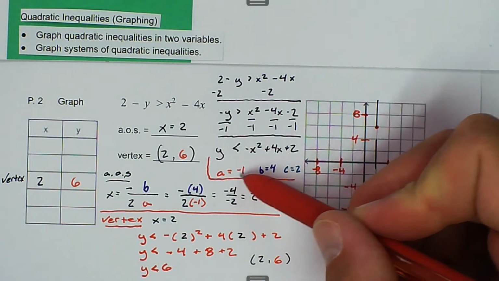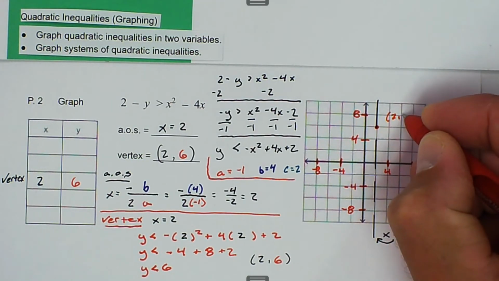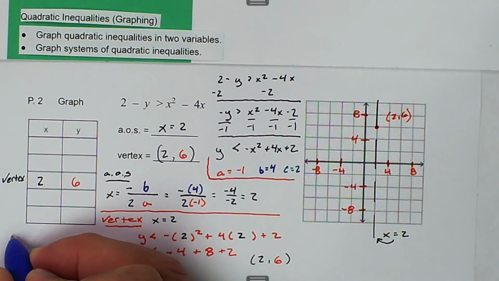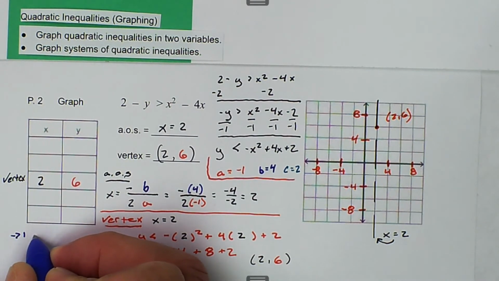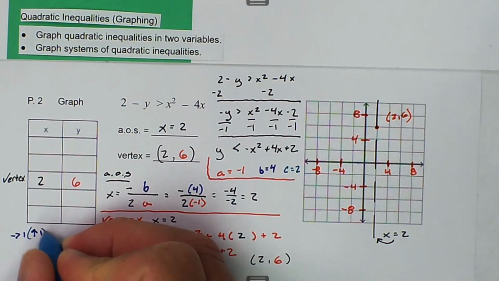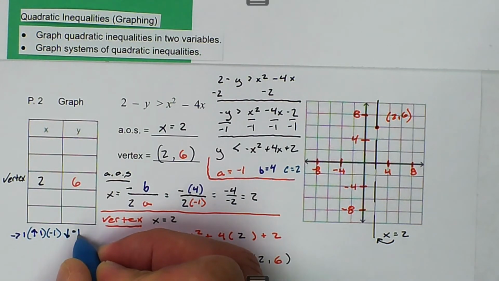And we know that our a value is negative 1, so our parabola is going to open down. Now, our parent function says if we go to the right 1, then we go up 1. But in this case, our a value is negative 1, so that's going to change our parabola. Instead of going up 1, we're going to go over 1, down 1.